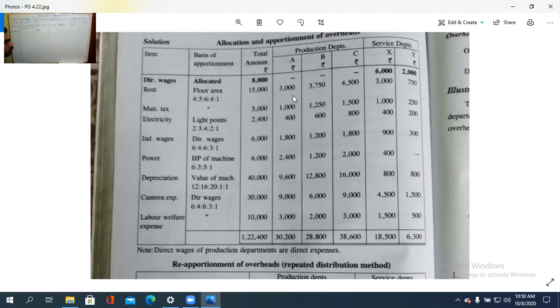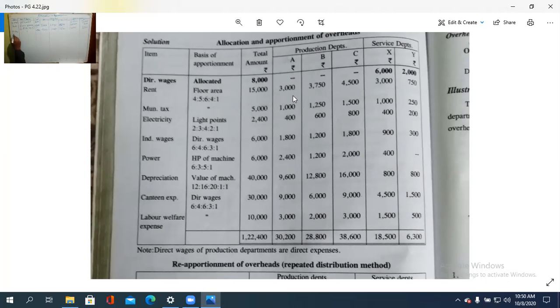So how much? 1,000, 1,250, then 1,500, 1,000, and balance is how much? 250. This is to be apportioned. So this is allocation, fully allocated to the service department, and the rest all is apportioned.